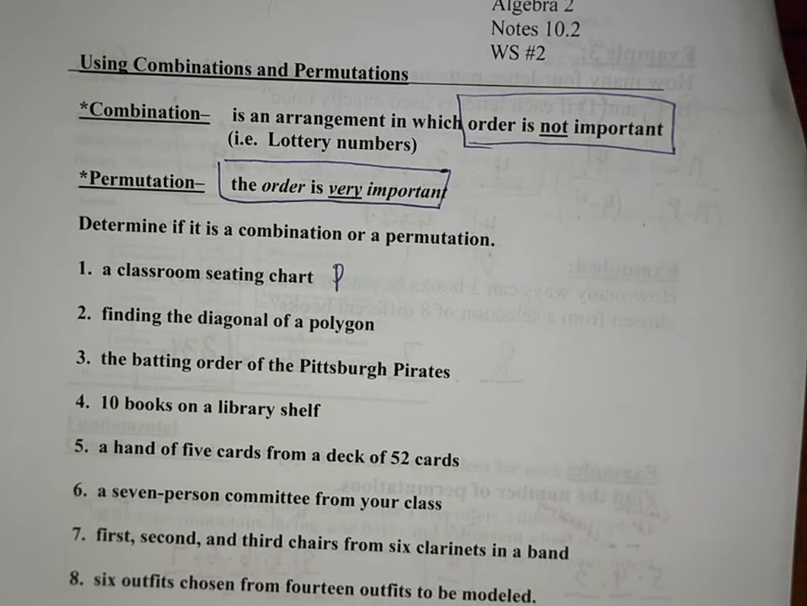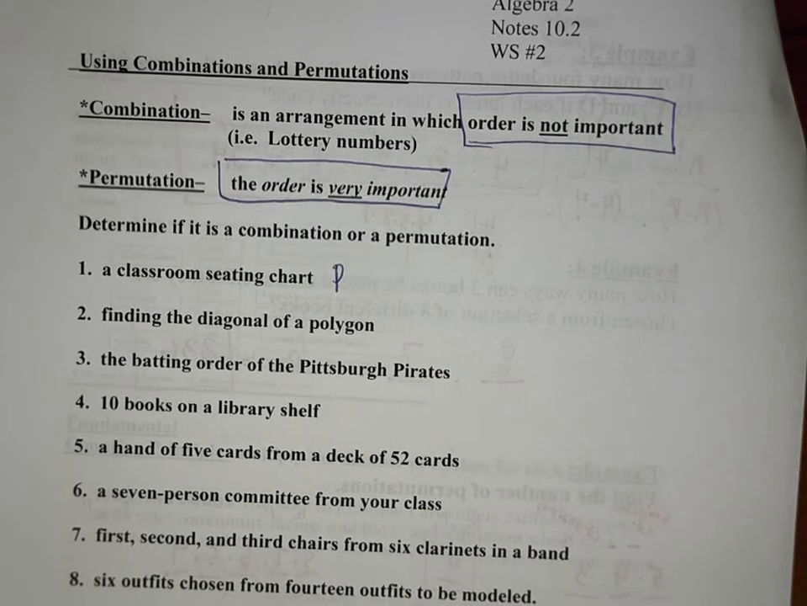If you come in here, there is a seating chart. Your name has a spot on here where you are supposed to be sitting. That means order is important. Otherwise, I would not have names written down here, and you guys could do whatever you wanted. Although some of you do that anyways.